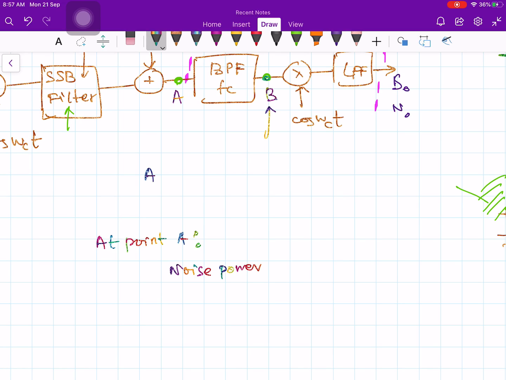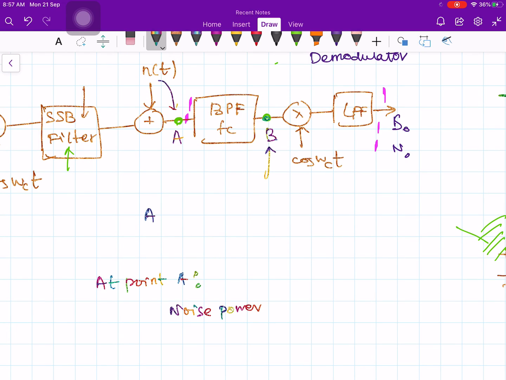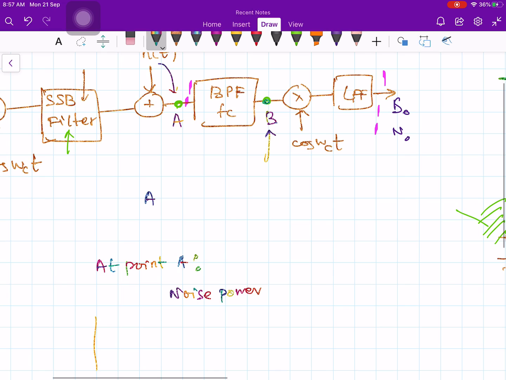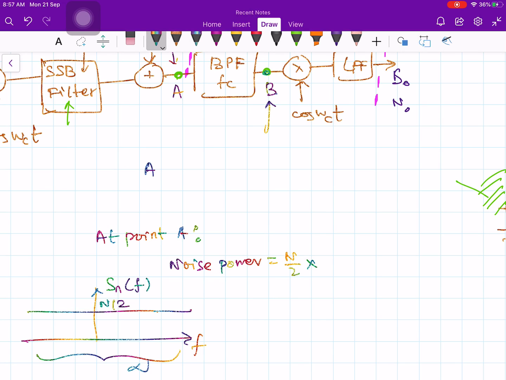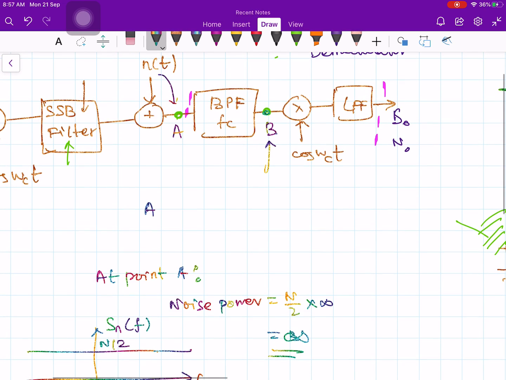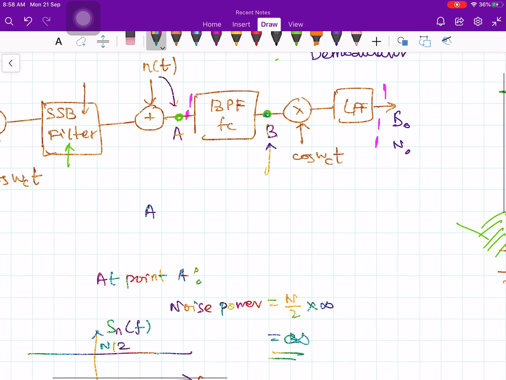See, at point A, the n of t is coming as it is, right? So what is n of t? N of t is N by 2 for all the frequencies. This is S suffix n of f. At point A, what is the noise power? The height is N by 2. What is the width of this range? Infinity. Therefore the noise power becomes infinity at the input of the band pass filter. So it will not make any sense to talk about the noise power before the band pass filter.